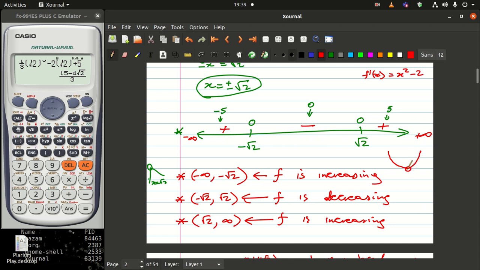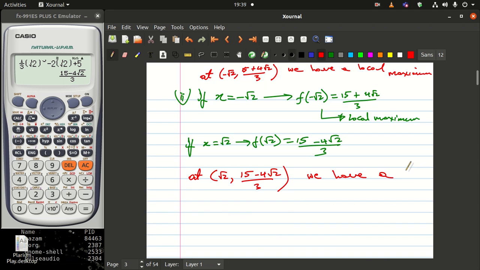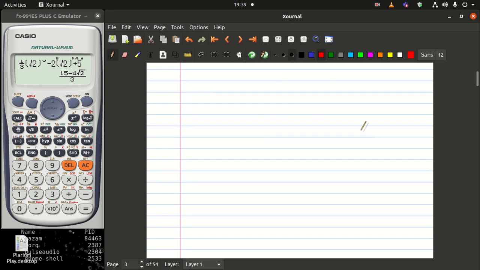So what is happening at that particular point? Because this point is the lowest, which means it is the minimum. We have a local minimum at that particular point.